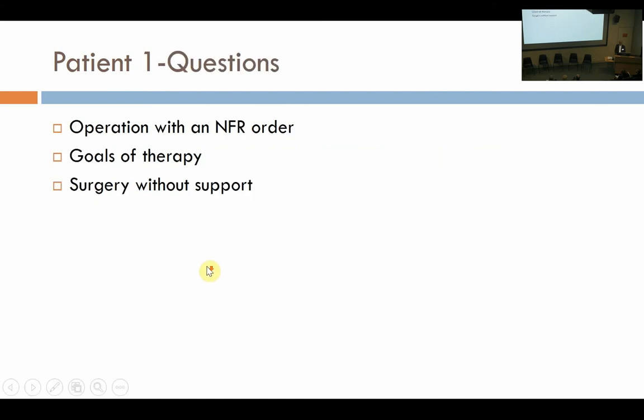So one of the things that I've raised from this issue is, at end of life, even if patients are not for resuscitation, we need to be clear about what the goals of therapy are. NFR does not mean no medical management at all. If that's the case, surgery without support, I would definitely not do that. If I'd known there was not going to be any support, then that's not something that you should undertake.